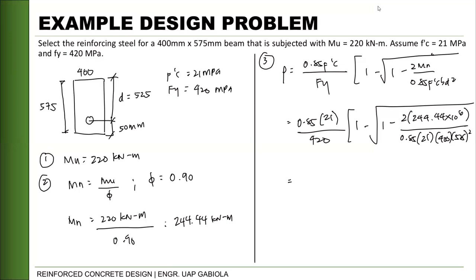So, calculating this value, we have 244.44 times 10 to the 6 all over 0.85 times 21 times 400 times 525 squared.